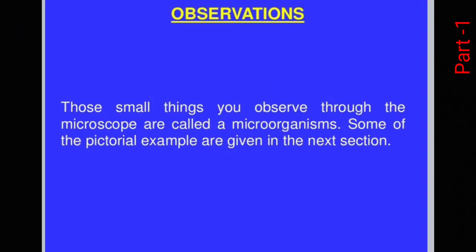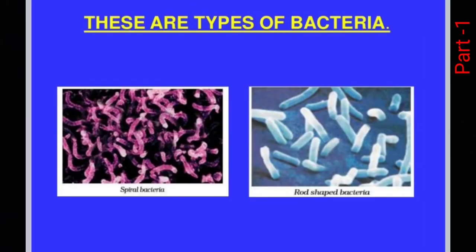Some of the pictorial examples are given in your next section. So you can see these are the different types of bacteria. The bacteria have different shapes, and those shapes can be spiral bacteria. You can see the first picture. These are spirally shaped. Second one is rod-shaped bacteria. These are in the form of long rods. And many types of bacteria are also there, for example, Vibrio, that is comma-shaped bacteria, and Bacillus form of bacteria is also there. So mainly 4 shapes of bacteria we have studied.